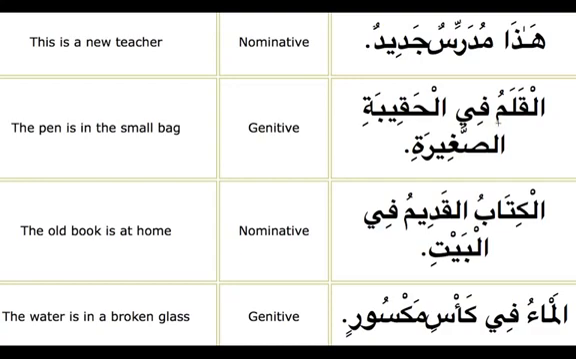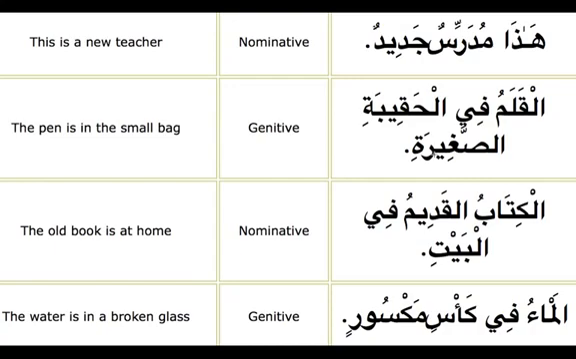So al-qalamu, the pen, fi, harf jar, fil haqibati. Haqiba means bag. So we're telling the pen is in the bag. But if you want to say more about the bag, then we'll bring the adjective. As-saghira. Saghira means small. The pen is in the small bag. Al-qalamu fil haqibati as-saghirati.